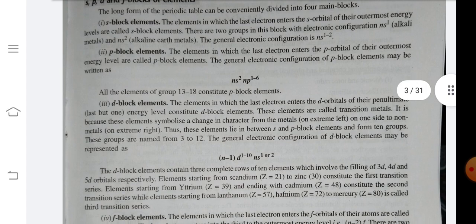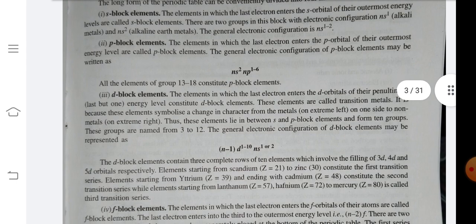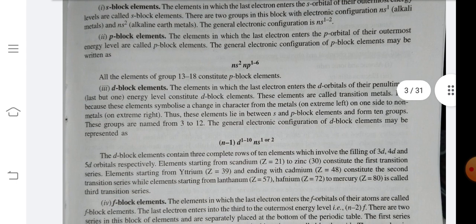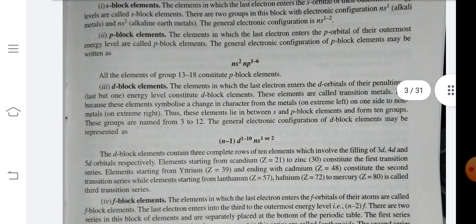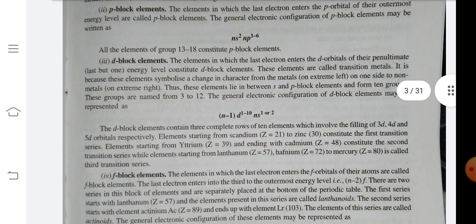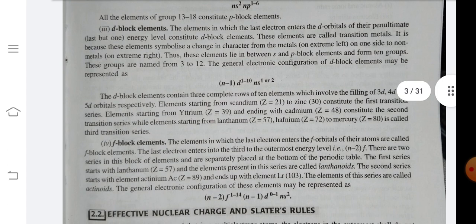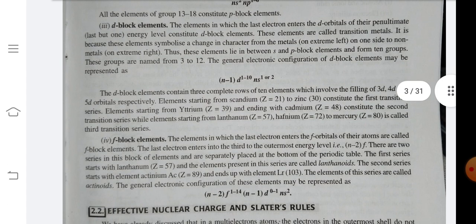The general electronic configuration is ns1 to 2. P block elements, the elements in which the last electron enters the p orbitals of their outermost energy level, are called p block elements. The general electronic configuration of p block elements may be written as ns2 np1 to 6. All the elements of group 13 to 18 constitute p block elements.